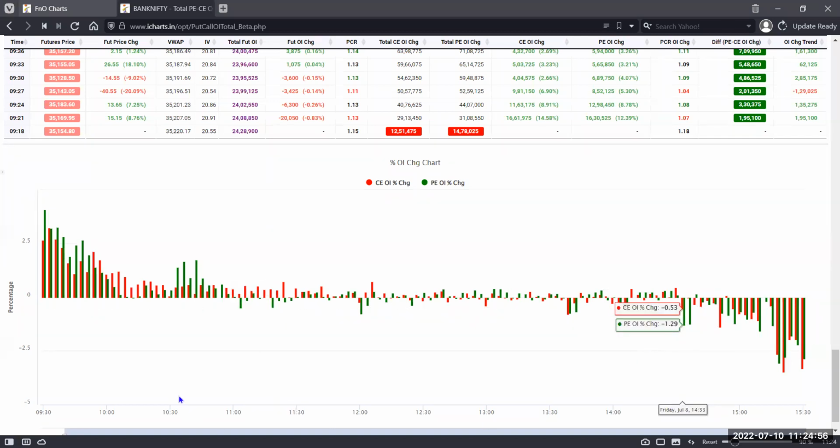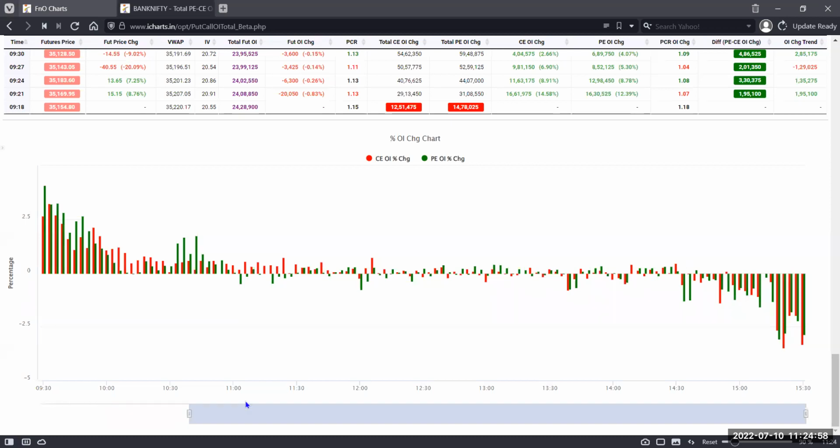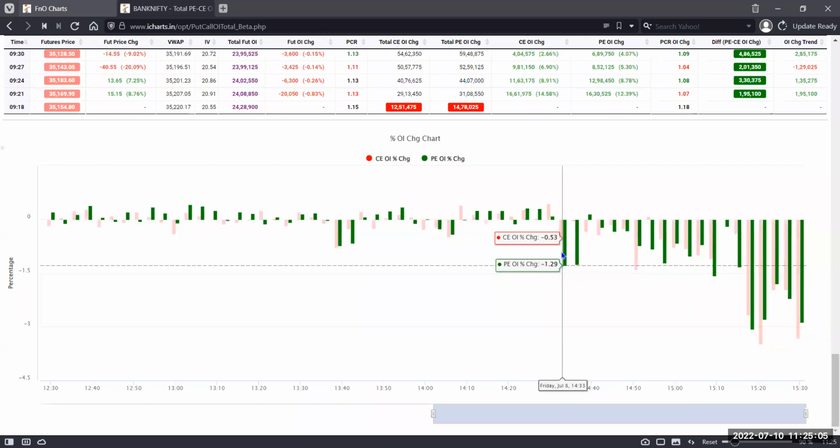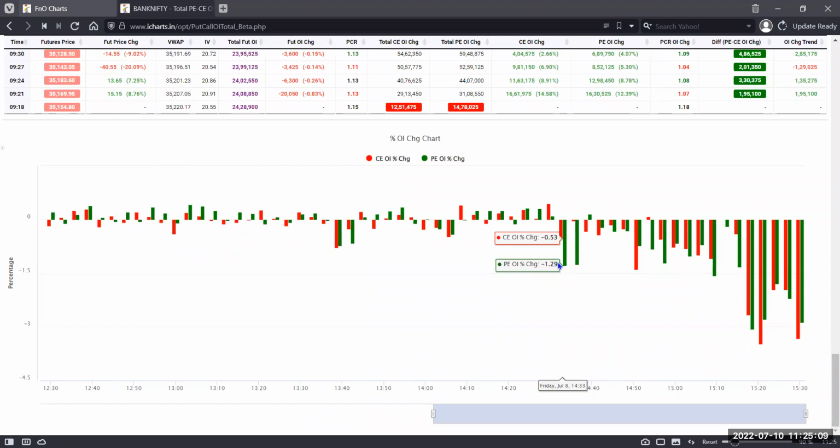But here, if you see, let me zoom this. Here, if you see at 2:30, this was like minus 0.5% on the call side and minus 1.29 on the put side. So this unwinding was not significant. As it gets close to three, then again unwinding of intraday trade starts. So this also will not be significant. So this, as per me, there is no signal here.